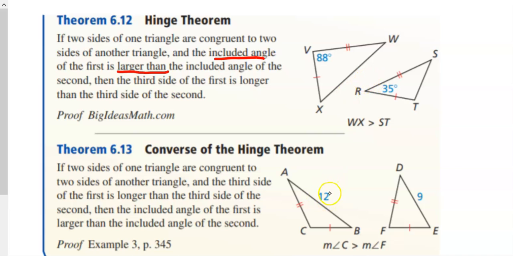So if you know that side across from the included angle, so if this one is larger, that means this angle C has to be larger than that angle F. Okay?